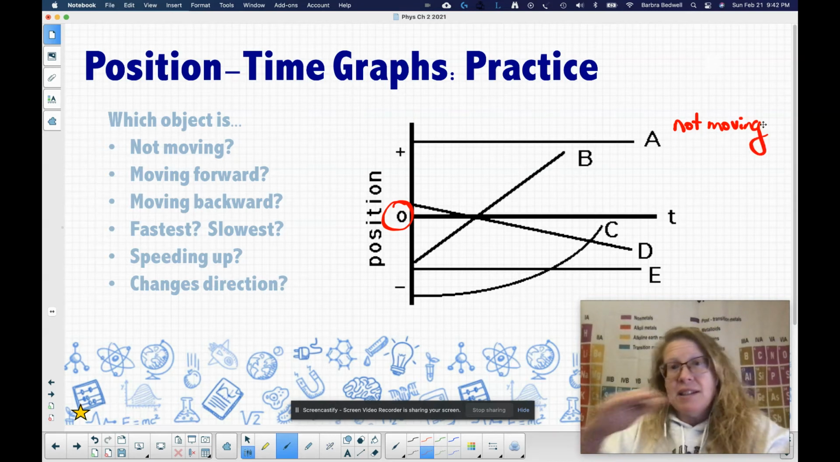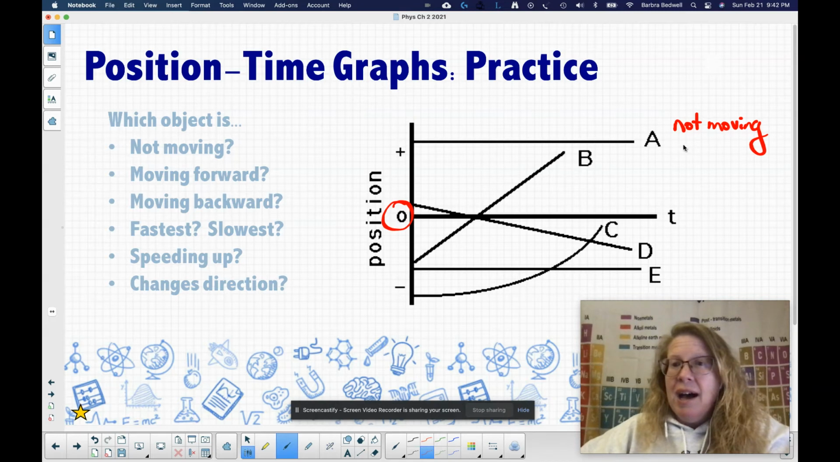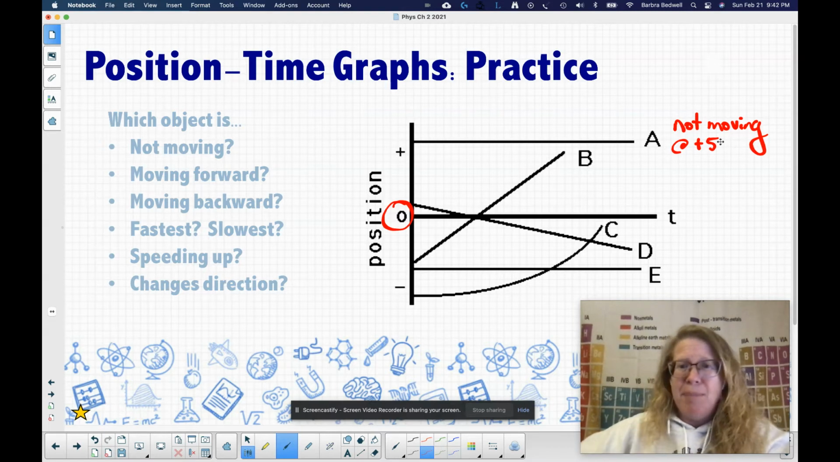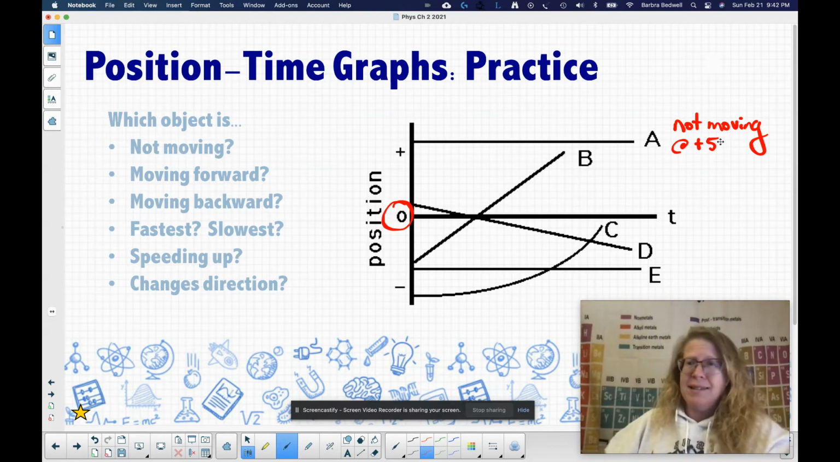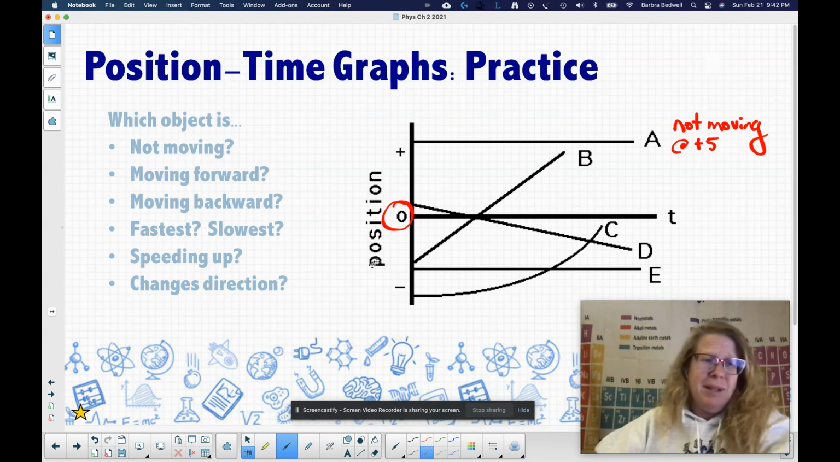Again, how do I know that? Because the slope of the line is equal to 0. It's staying at the same position, but it's at plus 5 or wherever that position is that it wants. But it's in that positive spot. It's in front of that starting point. It's moved ahead of wherever we're calling 0. But it's just chilling there. It's not doing anything, not moving.